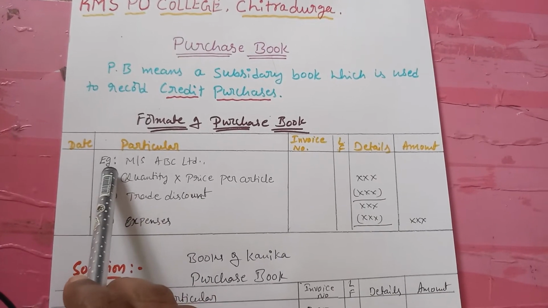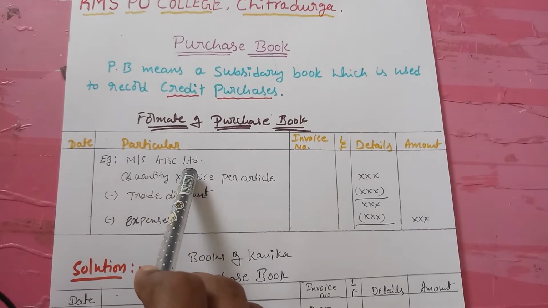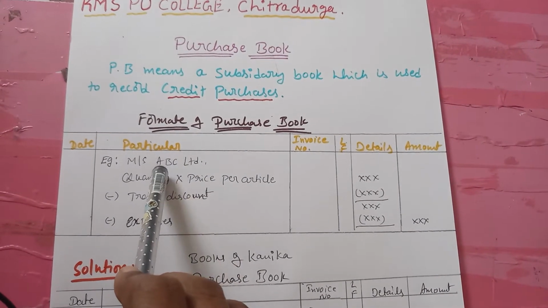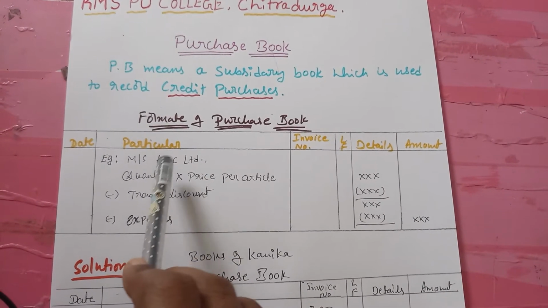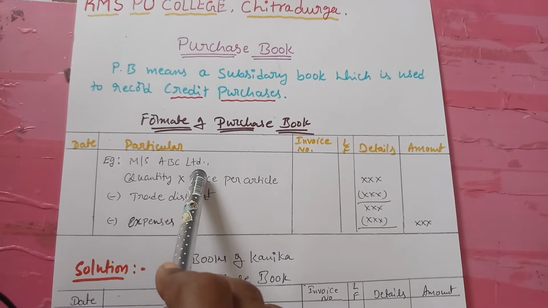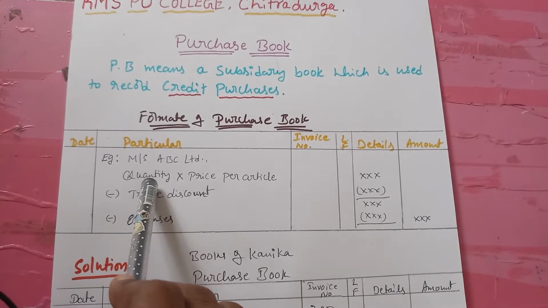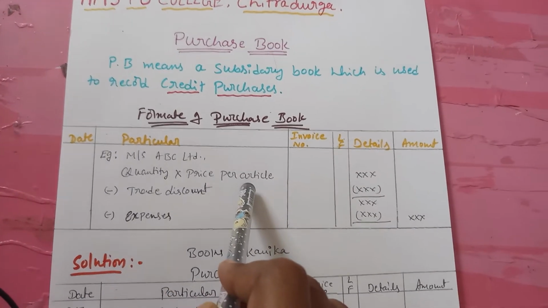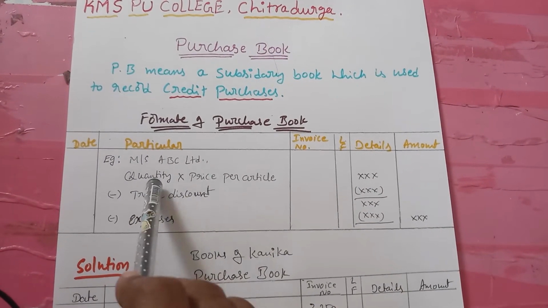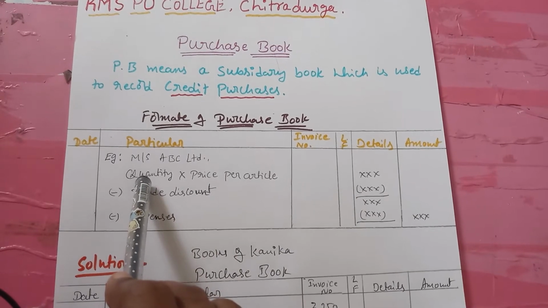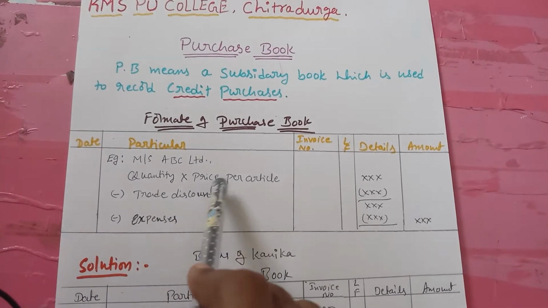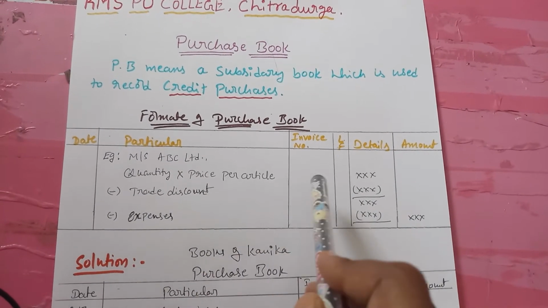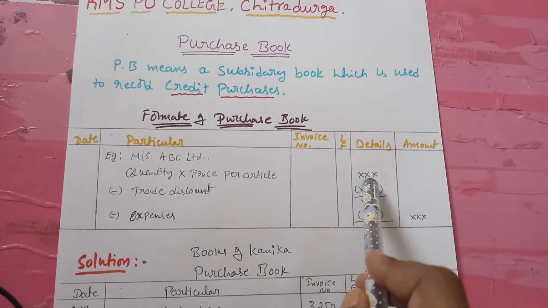I have taken one example. There is ABC Limited. ABC Limited is the supplier. We purchased some goods from ABC Limited. We note the quantities we purchased and the price per quantity, and we multiply both, number of quantities into price per quantity. Whatever amount we get, we write in the details column.